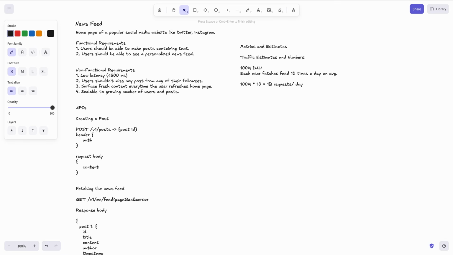So to get the throughput, or the requests per second, we'll divide these requests by the number of seconds in a day, which is roughly 10 raised to the power 5, so 1 billion divided by that gives 10 raised to power 4, which is 10k requests per second.